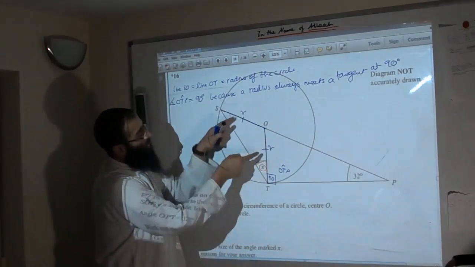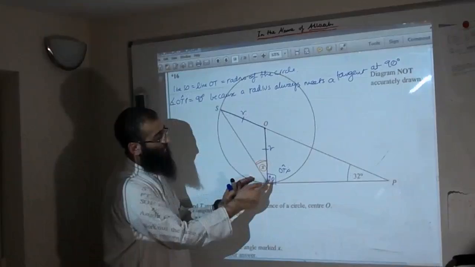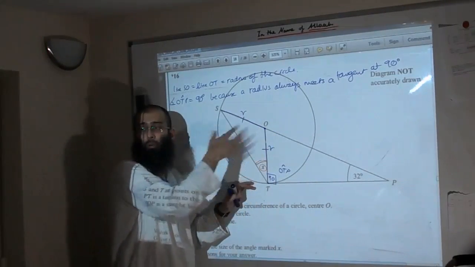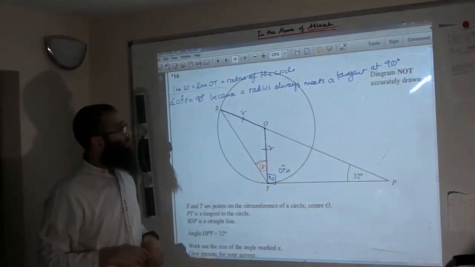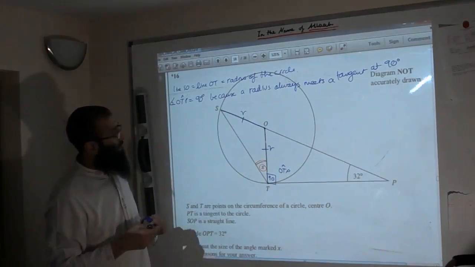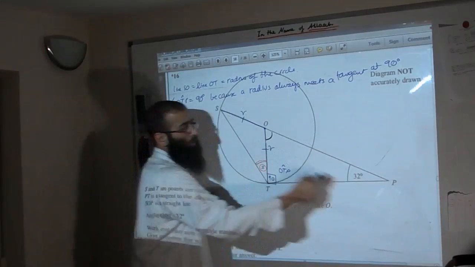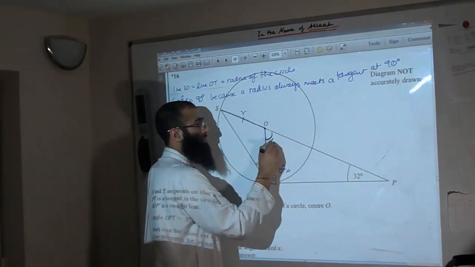So we know these two radii, we know that's 90. From these two, we can work out this one. From this angle, we can work out that one. And once we know that one, we're done. We're home. Okay, so now, let's look at this angle over here. What's this angle called? It's called TOP. What's the angle TOP?